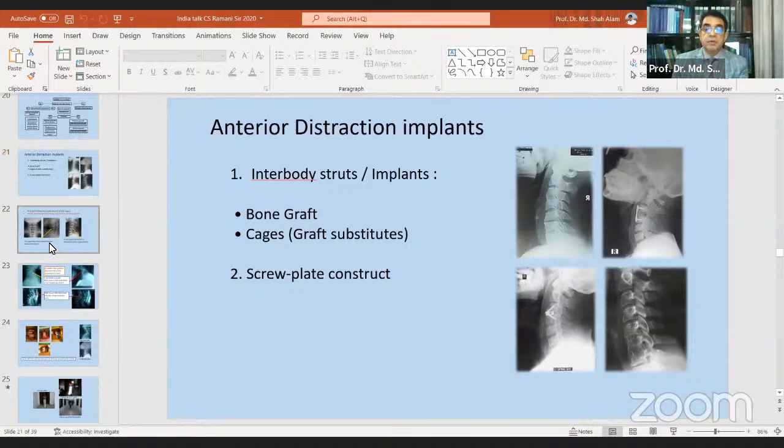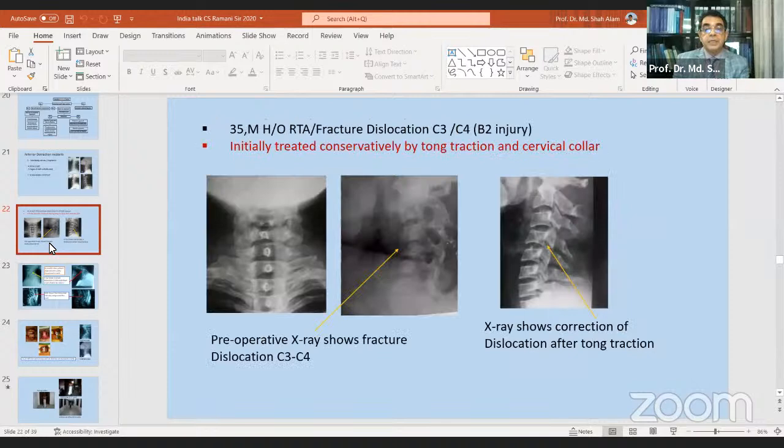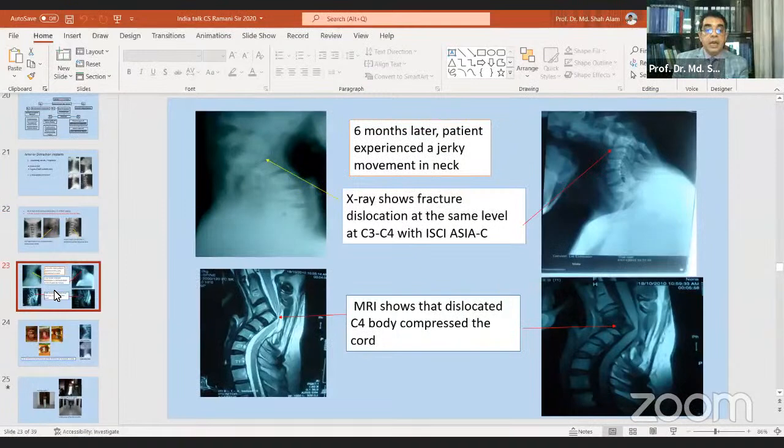And say, for an example, this patient is a C3, C4, type A injury, and this patient initially was treated conservatively by putting traction. Patient had no neurological deficit. You can see the lateral X-ray is well reduced, and patient was discharged. And this patient subsequently came to us with kyphotic deformity and compression of the spinal cord. You can see the radiology, you can see MRI and CT scan.